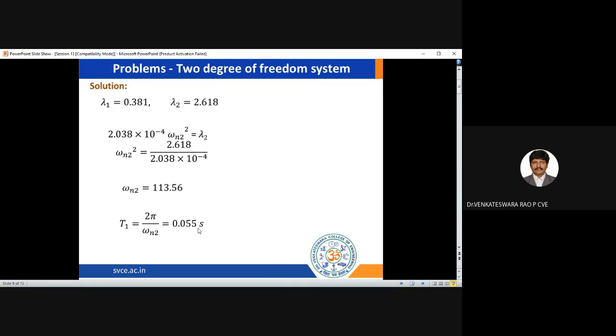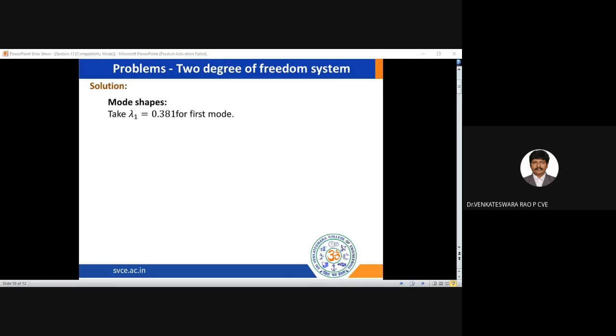Fine. So once after getting this, now we are moving to the end of this problem: mode shapes. So we found out natural frequency, time period, and then mode shapes. So we are coming to the last stage of solution of this problem. Let us take the first lambda, which is the lowest value, 0.381, for the first mode.